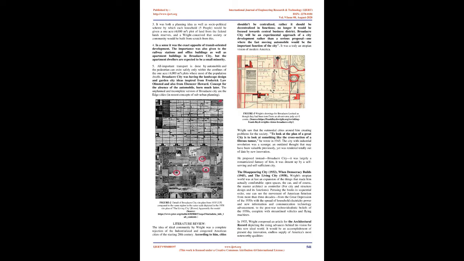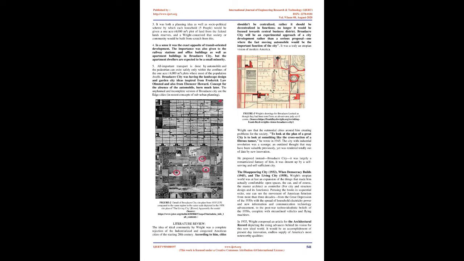2. The majority of the structures designed in the conceptual physical model were completely innovative ideas by Wright, while other buildings were a kind of renovation of old ones, some of which had been very innovative and rarely seen. Broadacre City was the antithesis of a city and the apotheosis of the newly born suburbia, shaped through Wright's particular vision. 3. It was both a planning idea as well as a socio-political scheme by which each household, 5 people, would be given a 1-acre, 4,000 square meters, plot of land from the federal land reserves, and Wright conceived that society or community would be built from scratch from this.